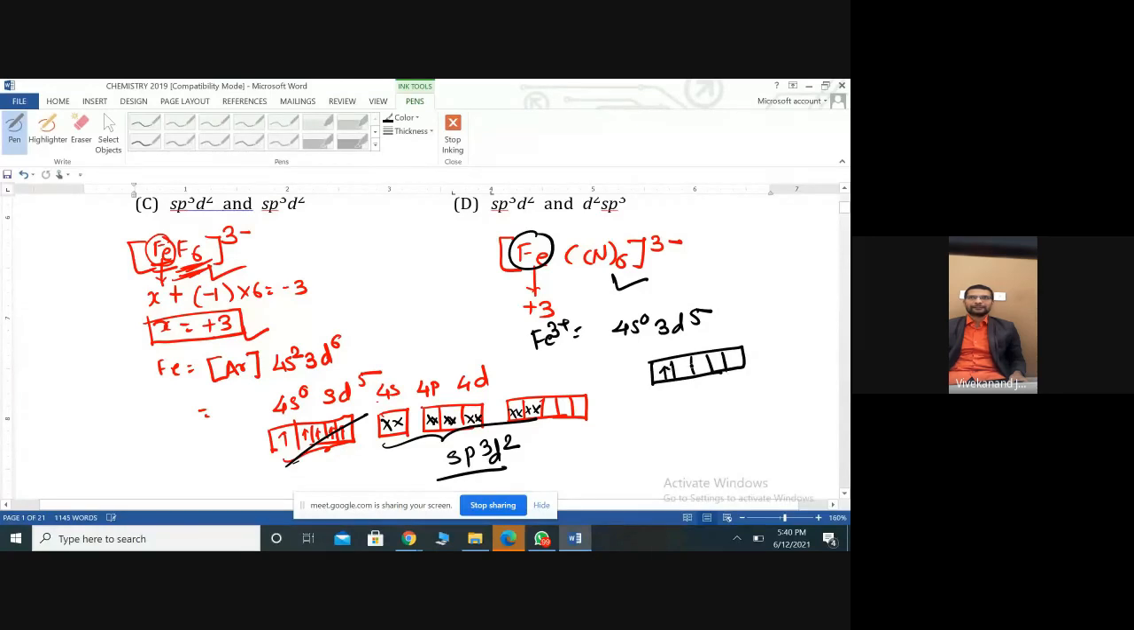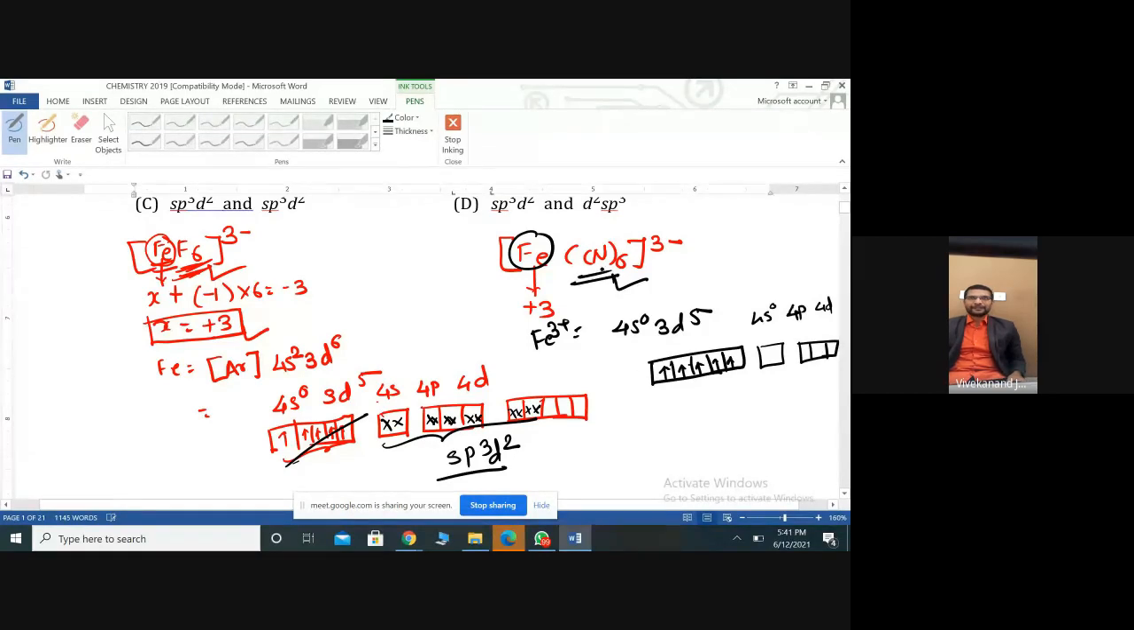Here I have this d orbital. How many electrons are present in d? 5 electrons. 4s is empty with us. Then 4p is empty, and 4d is also empty. Now we'll put this here. We have the p.